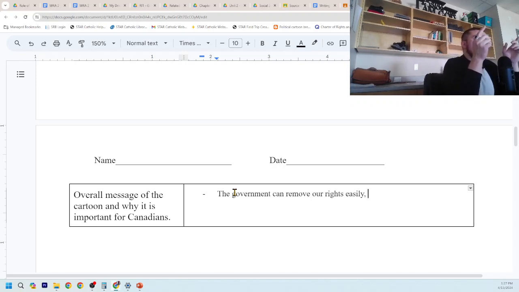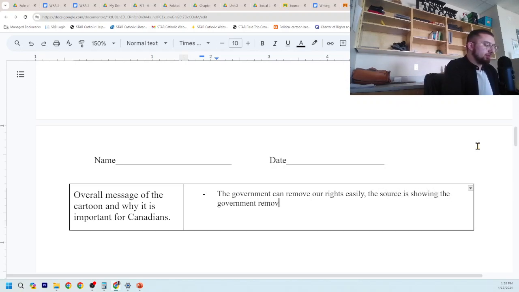Interesting. I would say some of those rights protect those groups, right? But the government can remove our rights easily. The source is showing the government removing... I'm just gonna write certain types of rights.